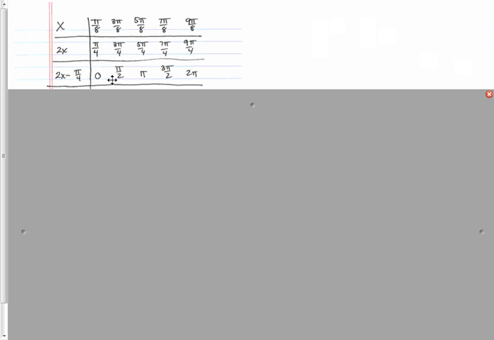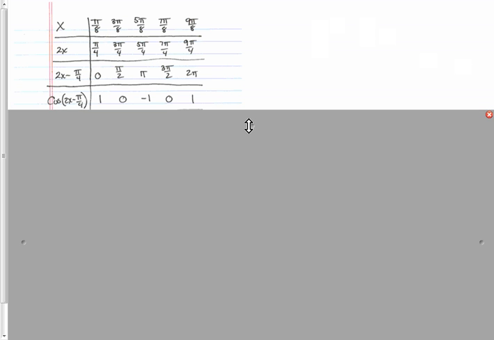So it's these values we're actually taking the cosine of. And so we do that. The cosine of 0 is 1. The cosine of pi over 2 is 0. The cosine of pi is -1. And the cosine of 3 pi over 2 is 0. And back to the cosine of 2 pi is 1.